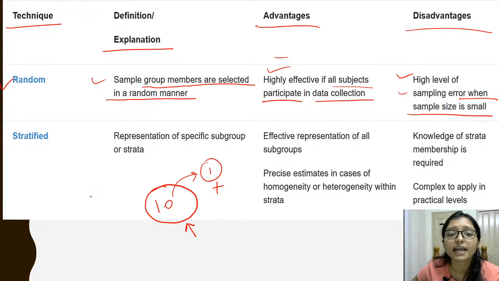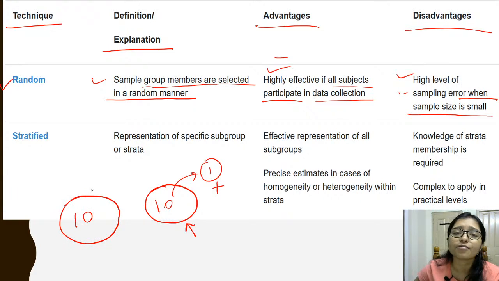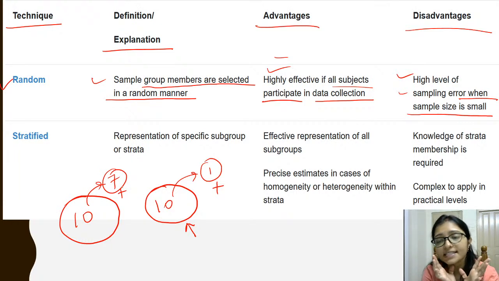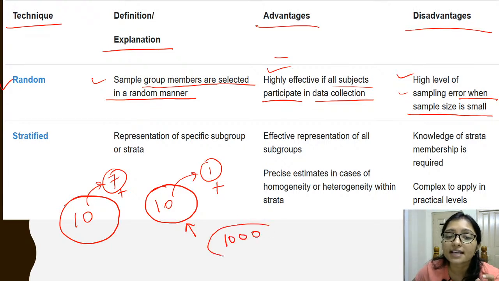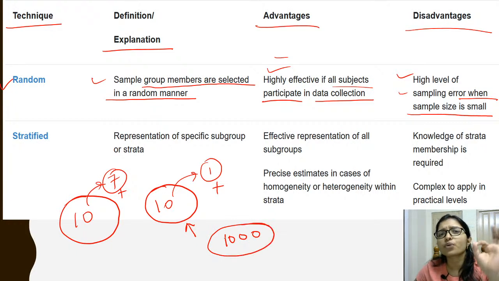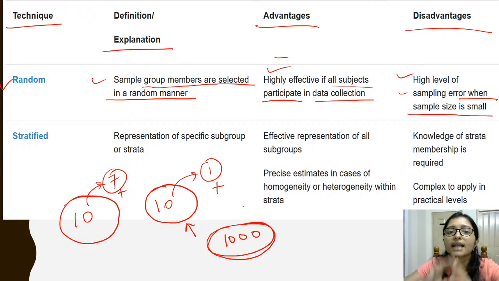Maybe for the other 10 group, if you choose randomly, maybe from that other 10 group it can be 7 positive, right. It means there is some disadvantage when the sample size is small. If you take a sample size of 1000, then you can make some assumption, and some correct result should be there, because the sample size is high. So that is the problem with sample size in random sampling.